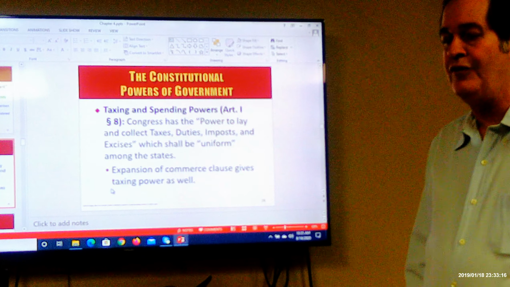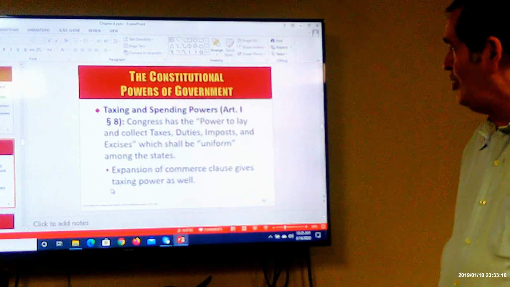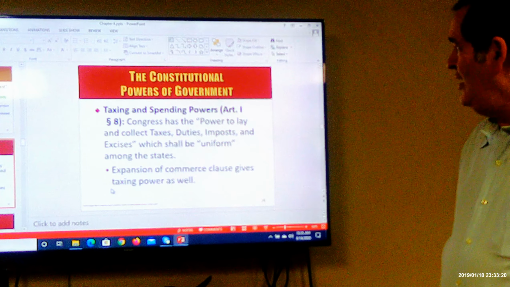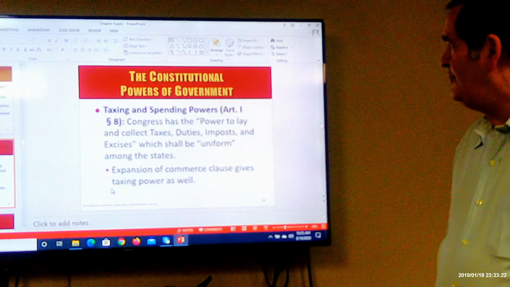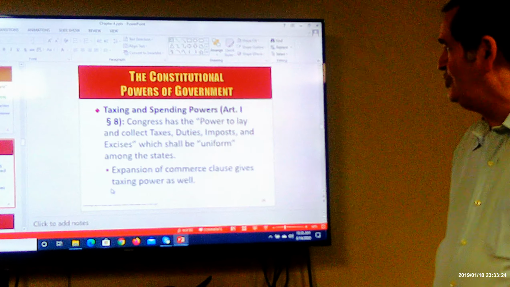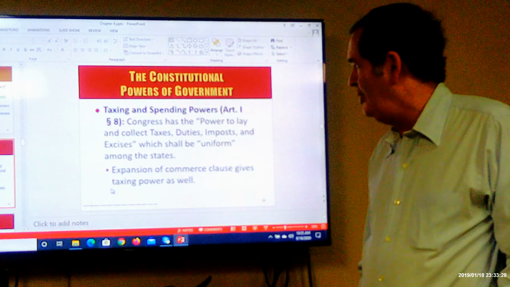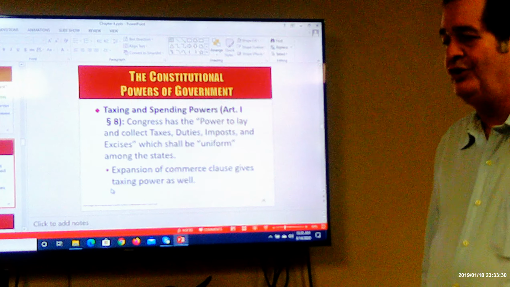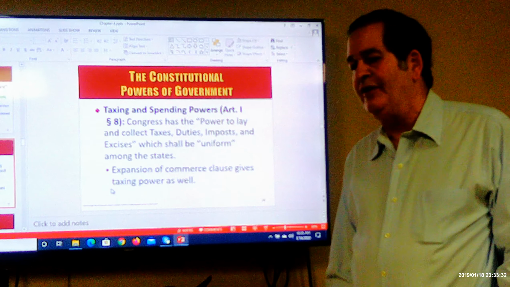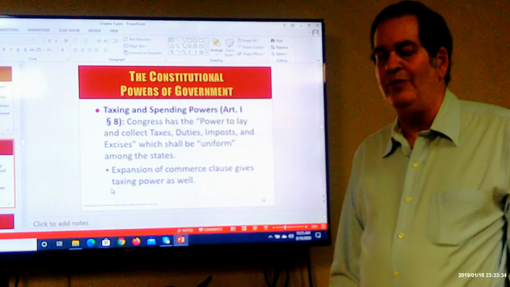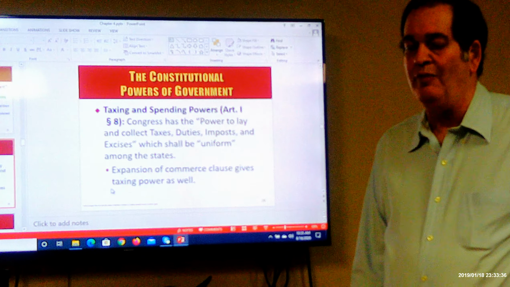Okay, the power of Congress to tax comes from Article 1, Section 8. Congress has the power to lay and collect taxes, duties, imposts, and excises, which shall be uniform among the states. Now, it's real interesting. I want to diverge for a second, but a good example of some of what we've been just talking about is Obamacare.